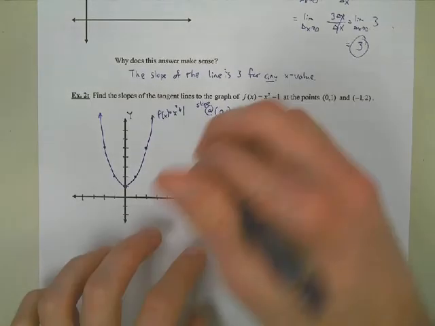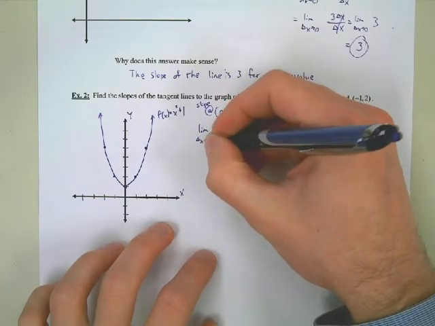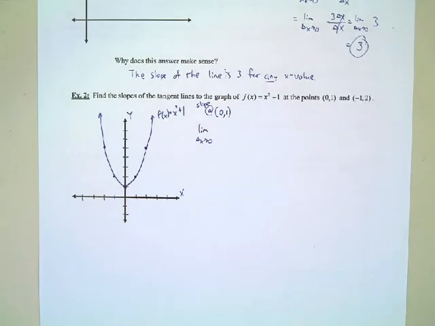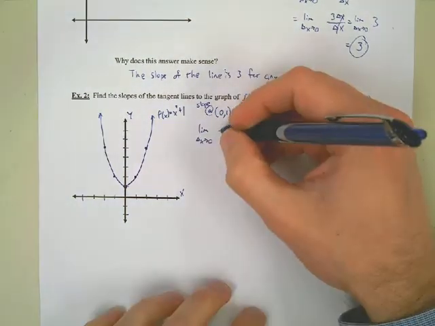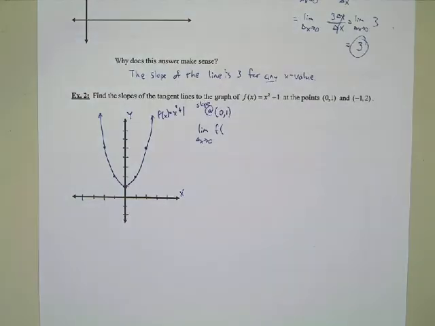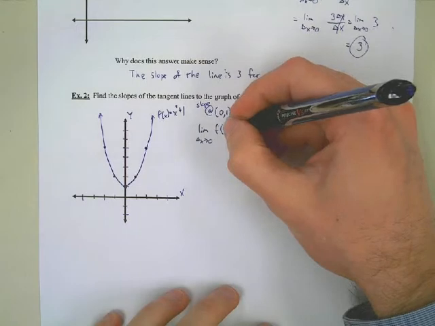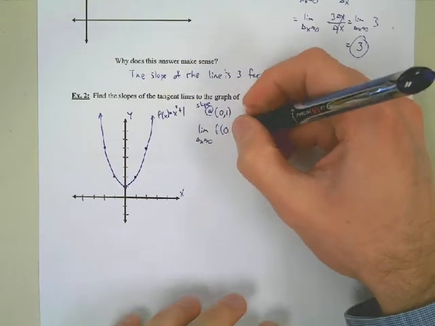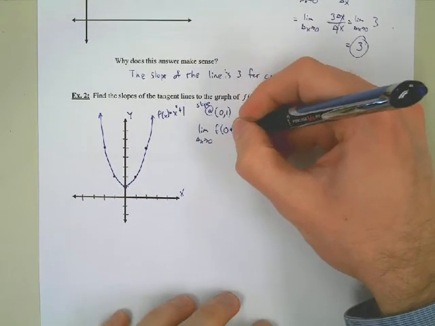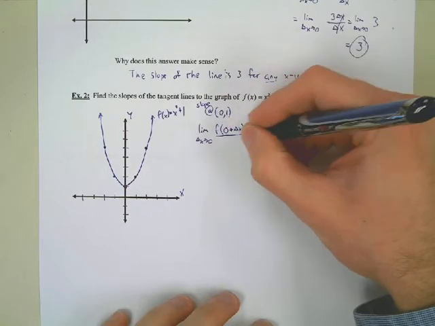All right, so let's set this up. It's going to be the limit as delta x approaches 0. And what is our c value this time? Yeah, it's the x value of 0, where 0 is our point. We don't need to worry about the y coordinate. In this case, it's just the x. So f of 0 plus delta x minus f of 0, all over delta x.